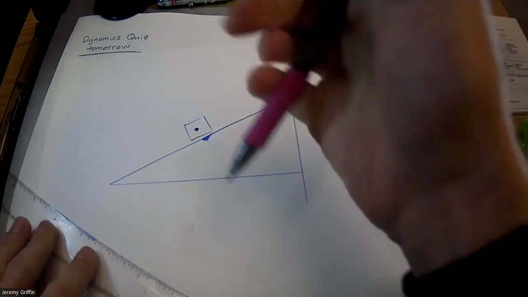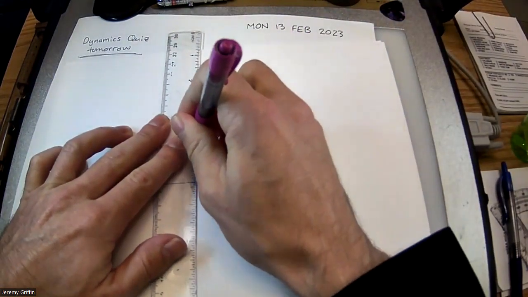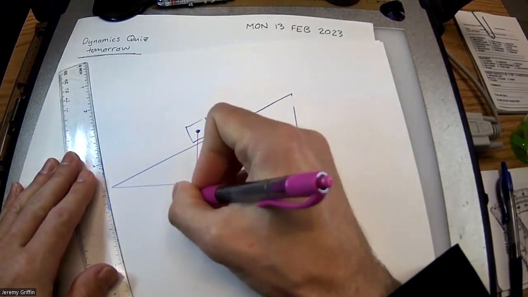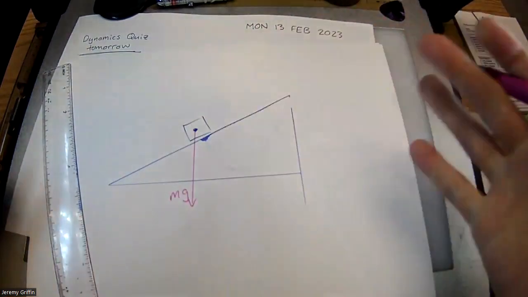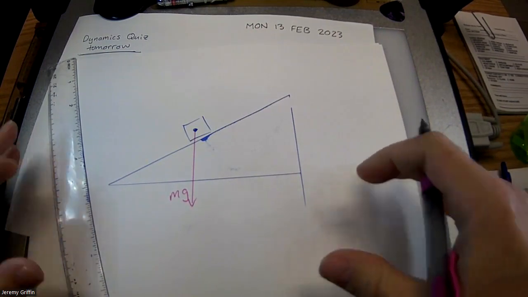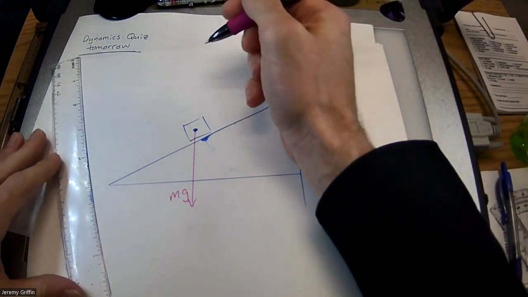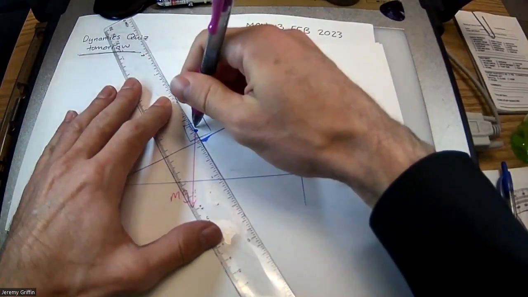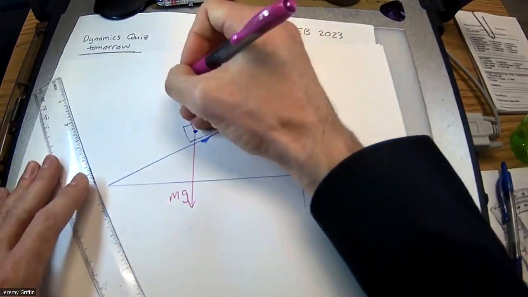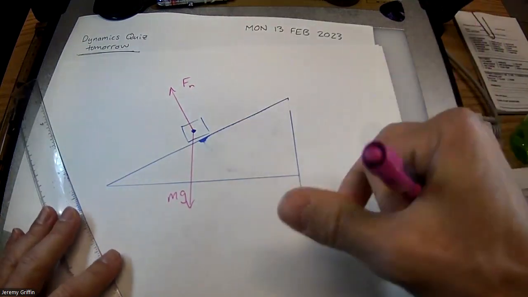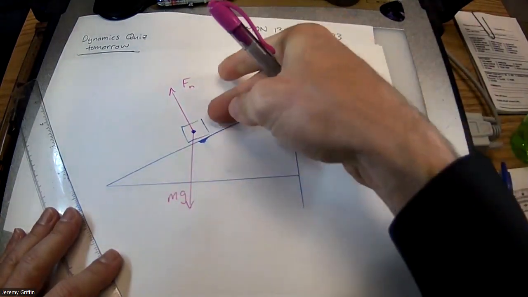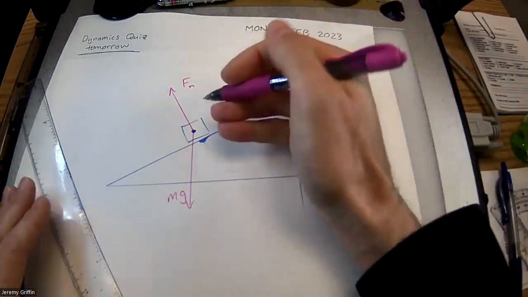Are you thinking weight vector straight down? I usually write mg, or F sub g, force due to gravity, you can do that too. What other force do you need on this block? Yeah, normal force. Which force is greater in magnitude? Which one did I draw a little bit longer, the weight or the normal force? The weight, it is a little bit longer.